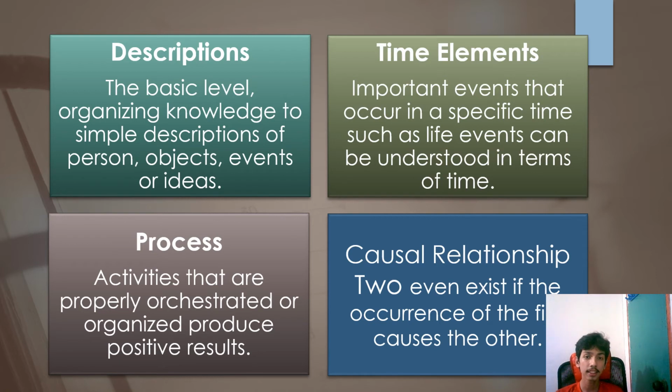The next one is the process. These are the activities that are organized to create a positive result. The fourth is the causal relationship. This is the relationship where the first event happens and the second event will automatically follow. One example is that I am a businessman, and I stay up all night doing unnecessary things. So I come to a meeting unprepared, and because of this, I might lose some opportunities in that meeting.